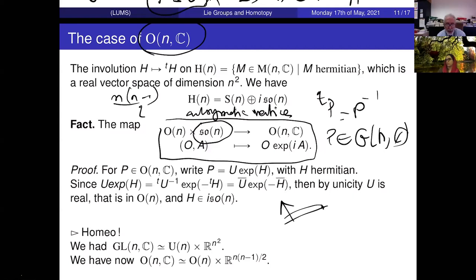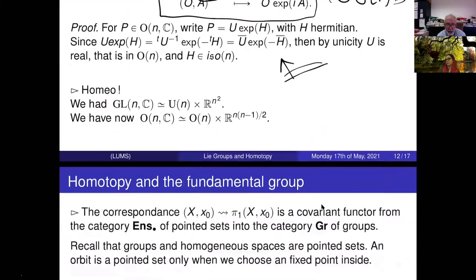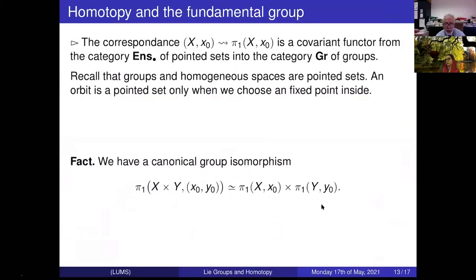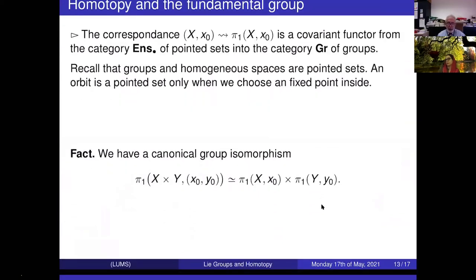We have the fact that O(n,C), its topology is the same up to a vector space as that of O(n). In particular, it has two connected components. And if we take SO(n), SO(n,C) will be connected like SO(n). Now, why do I need this group? Because I will have an application at the end with this group. Now, let us pass to the core of our subject, which is the homotopy.